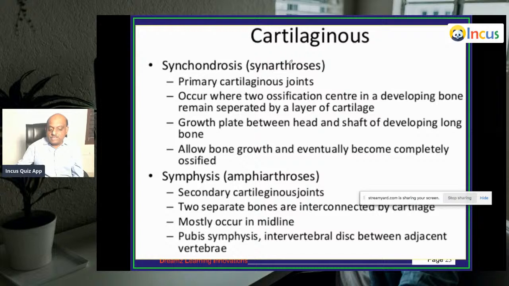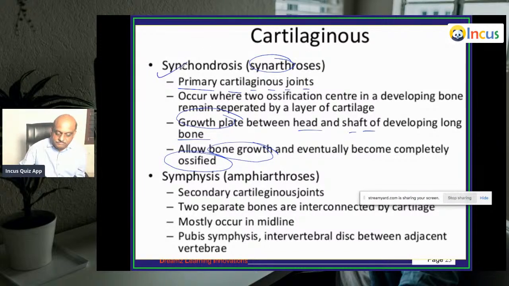Synchondrosis is also called synarthrosis. They are primarily cartilaginous joints. Whenever there are two ossification centers separated by a cartilage, this is called synchondrosis. So the best example is a growth plate between the head and shaft of a developing long bone. It will allow the bone growth and eventually become completely ossified. That is called synchondrosis.